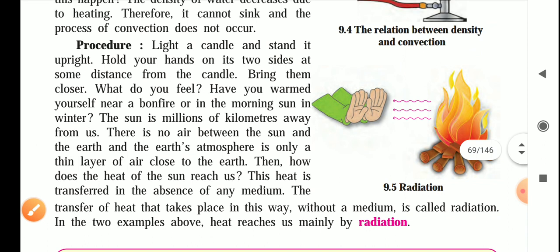Now, then, how does the heat of the sun reach us? This heat is transferred in the absence of any medium. The transfer of heat that takes place in this way, that is, without any medium, is called radiation. In the two examples above, heat reaches us mainly by radiation.